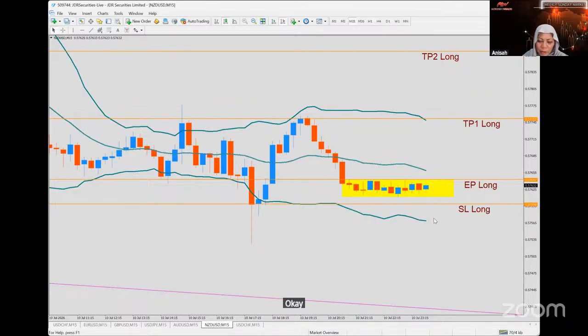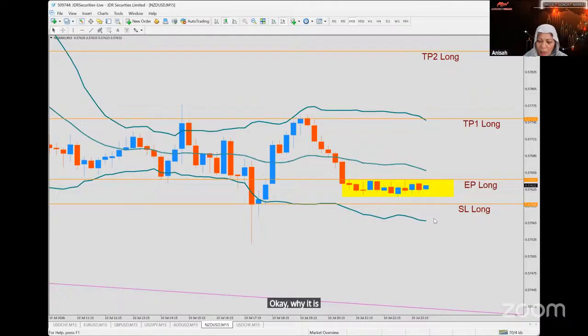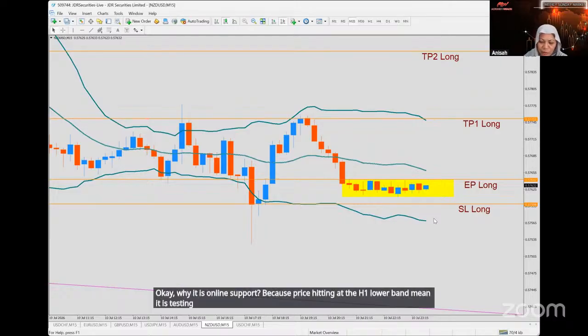So long-term downtrend, obviously it is heavily bearish. Sellers dominate the big picture. For intermediate term, uptrend was a counter-trend correction against the daily trend, but it is now on live support. Why is it on live support? Because price hitting the H1 lower band means it is testing the absolute floor of its upward correction.